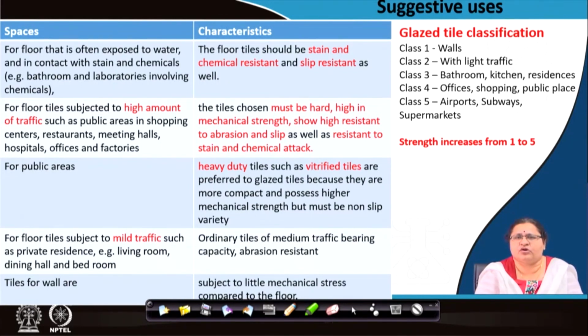And also you see there is another bunch which is mild traffic, not many people visiting. Will you go for such expensive items? No. You will go for maybe class 2 tiles. Here you see again another list based on strength, class 1 to class 5. Class 5 goes for the airport, subways, supermarkets, where lots of goods movement is happening along with human movement. Whereas class 1 tile, as you see in the last here, is for walls subject to little mechanical stresses compared to floors, where the strength is quite low.